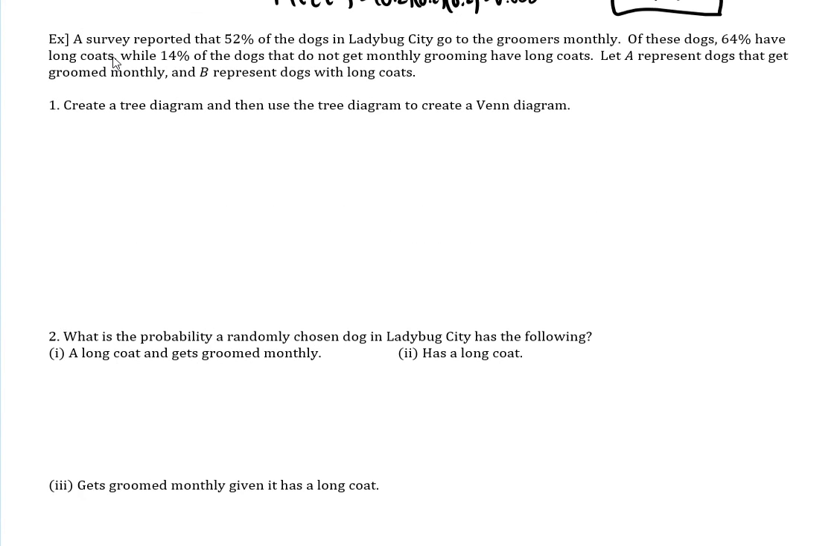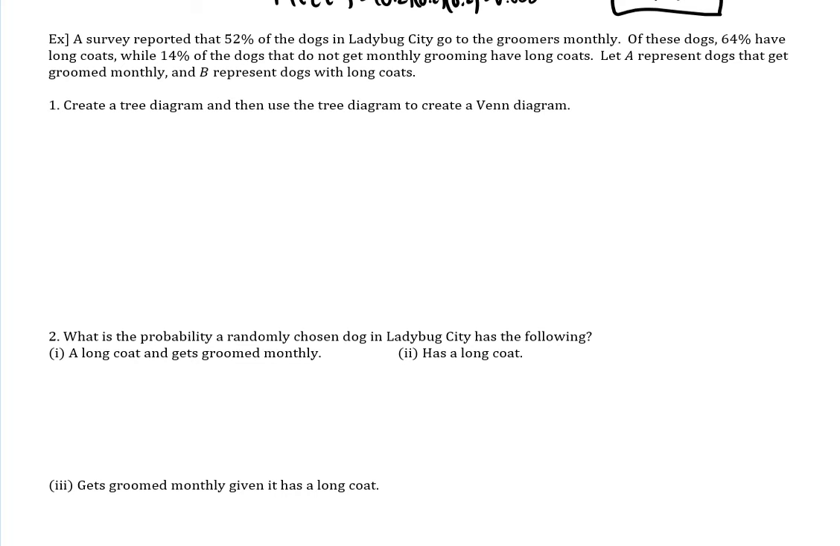Okay, so in this problem it says, a survey reported that 52% of the dogs in Ladybug City go to the groomers monthly. Of these dogs, 64% have long coats, while 14% of the dogs that do not get monthly grooming have long coats. Let A represent dogs that get groomed monthly, and B represent dogs with long coats. So here's how we're going to break this down.